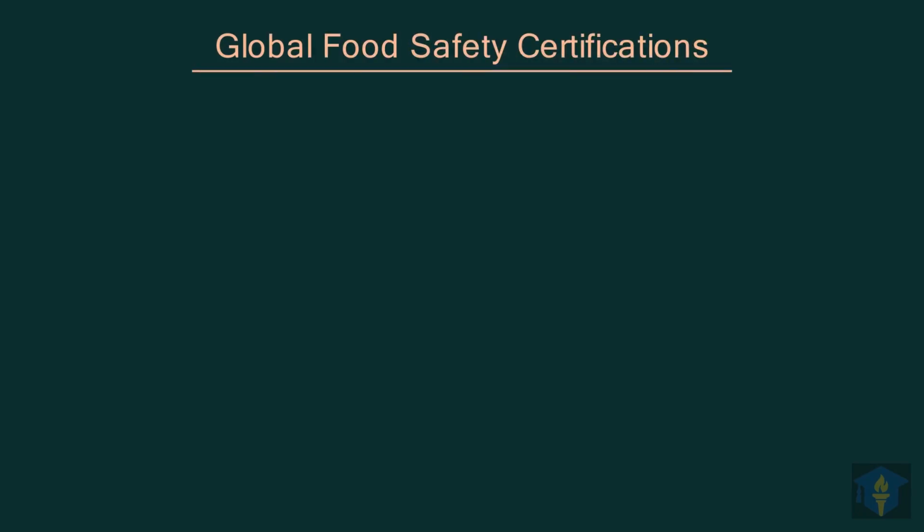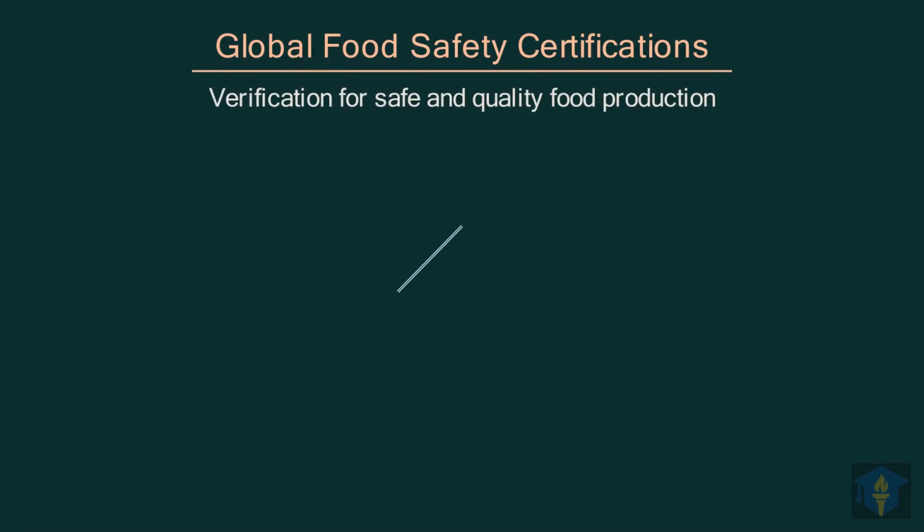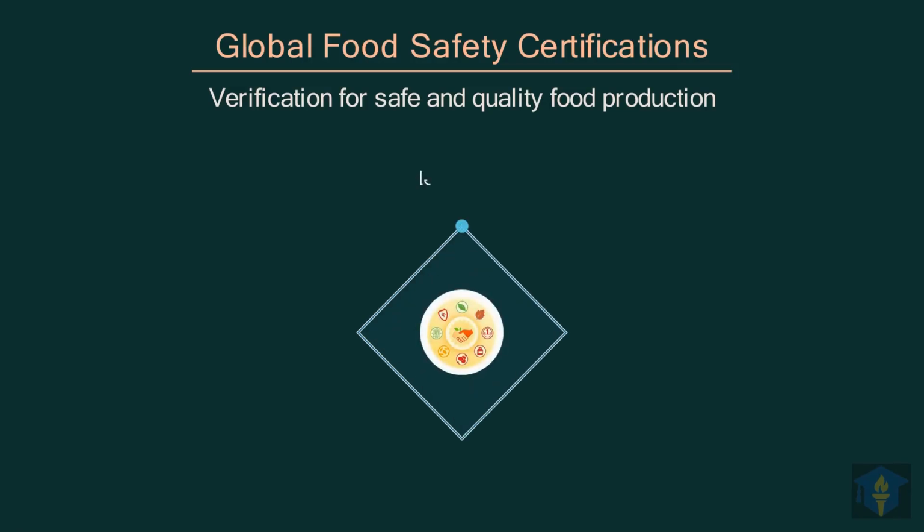Now, let's discuss global food safety certifications and their importance. These provide verification for safe and quality food production worldwide. First is ISO 22000, an important certification. This is an international food safety management standard used globally.